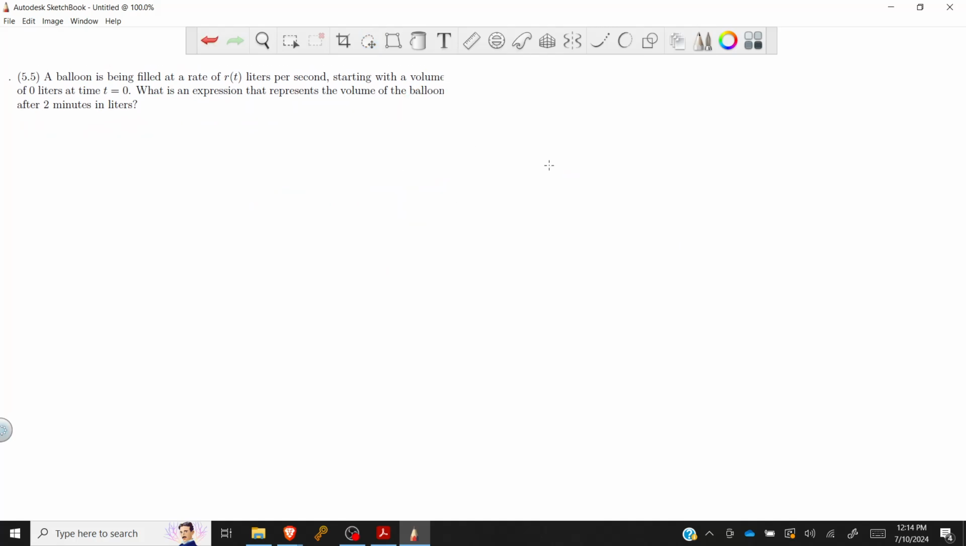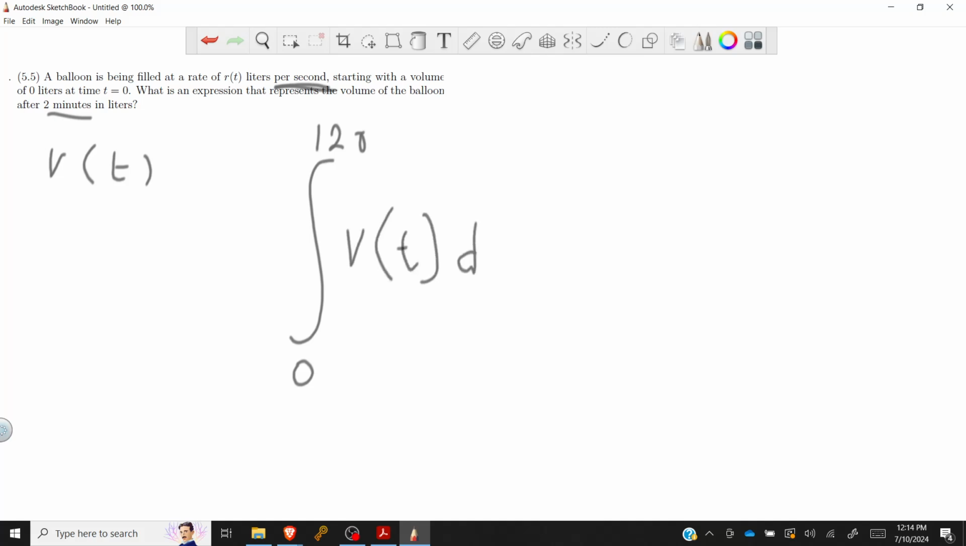So this one, we're not given a function definition, it's just r of t. And this one's in liters per second, and it wants us to set up with a starting volume of 0 liters at t equals 0, what is an expression that represents the volume of the balloon after 2 minutes in liters? So again, we're going to take the definite integral from 0 to 120, because the function is in seconds and it's asking about 2 minutes, and then we'll plug in our function.